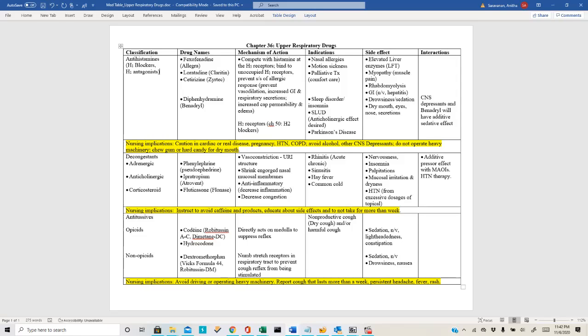Okay, so if you look at the mechanism of action, it says compete with histamine at the H1 receptors, bind to unoccupied H1 receptors, prevent signs and symptoms of allergic response, prevent vasodilation. You don't need to know everything, but just know what I told you in terms of H1 receptor blocking and thereby helping with skin or lung signs and symptoms.